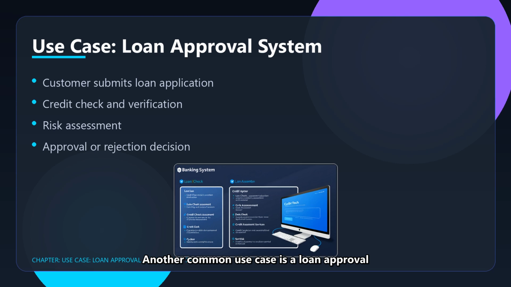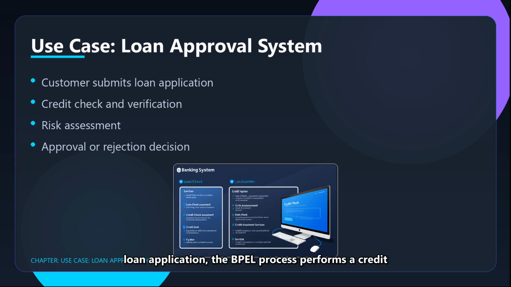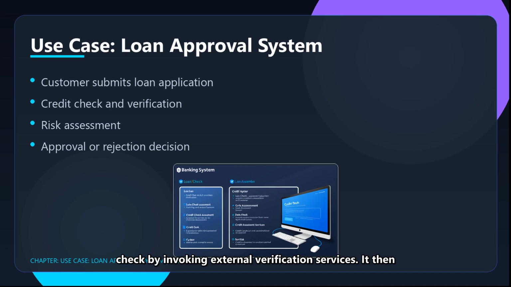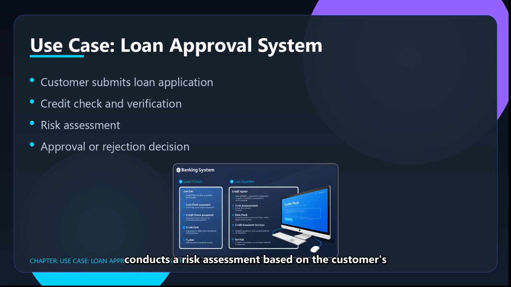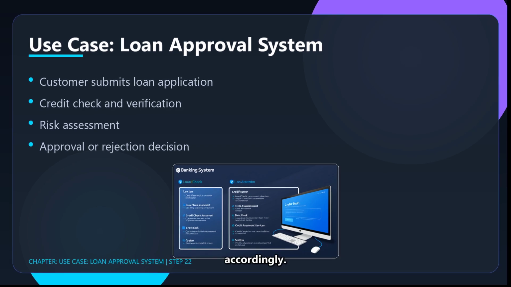Another common use case is a loan approval system in banking. When a customer submits a loan application, the BPEL process performs a credit check by invoking external verification services. It then conducts a risk assessment based on the customer's profile and financial history. Finally, the process makes an approval or rejection decision, notifying the customer accordingly.